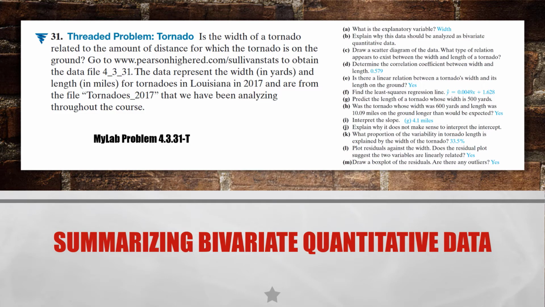This problem considers everything you would want to do to summarize bivariate quantitative data in the Introductory Statistics course. The question is a tornado's width related to its length? This particular problem only looks at tornadoes from the state of Louisiana. However, this problem could easily be adapted to consider any other state as well.